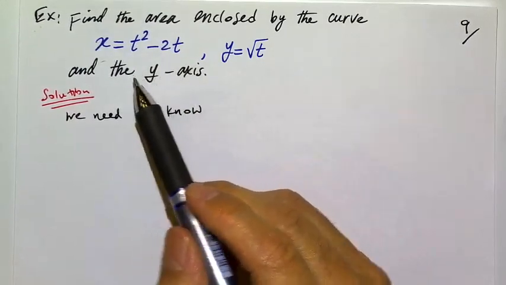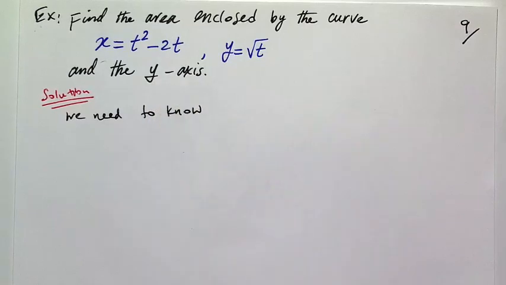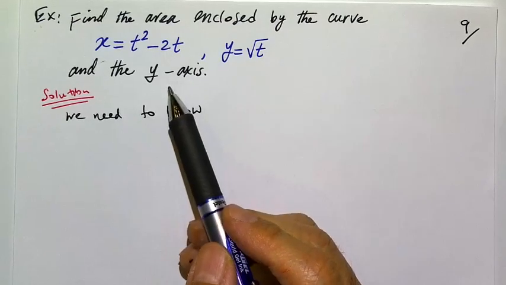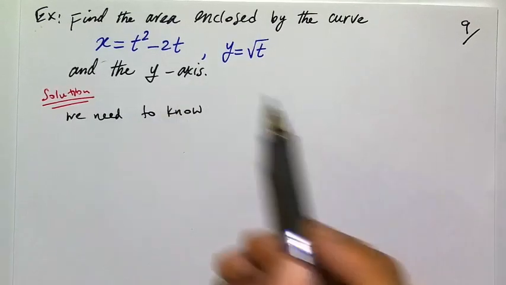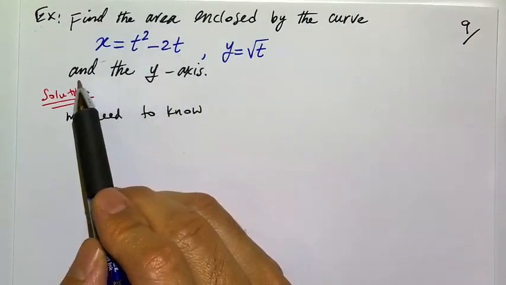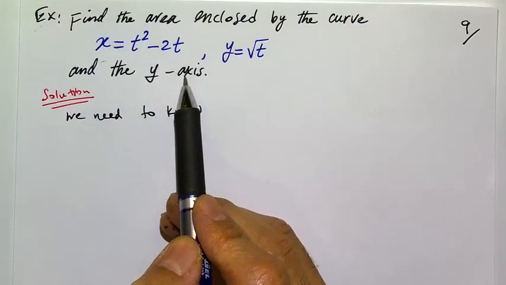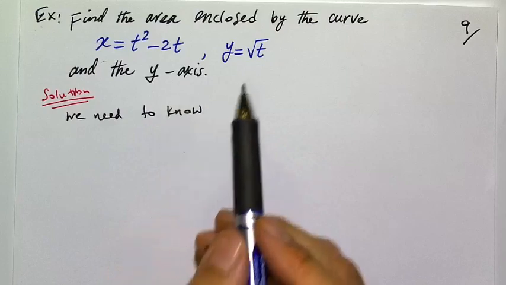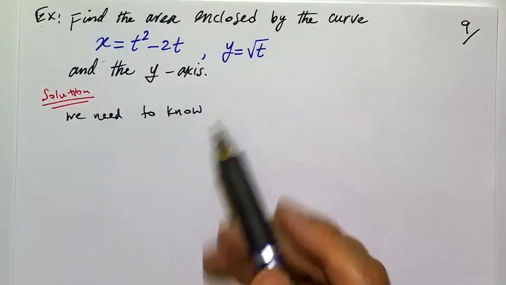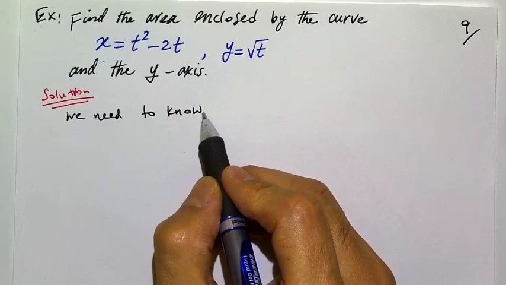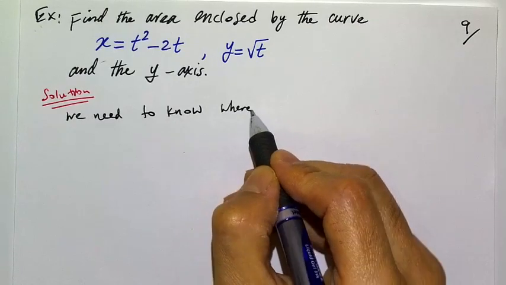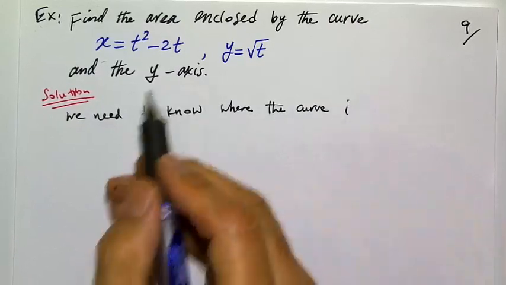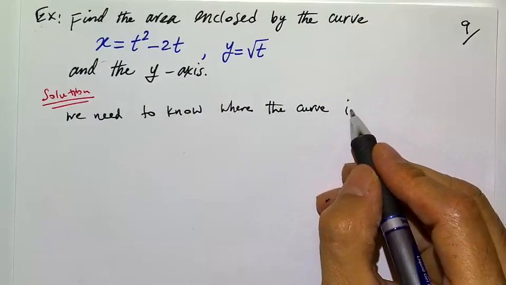If you're integrating with respect to the x or y variable, in either case, you're going to need to know where this curve intersects those axes. So they're saying find the area between this curve and the y-axis. So I'm just going to look for any points of t along the y-axis. So we need to know where the curve here intersects the y-axis, since that's what they're telling us.